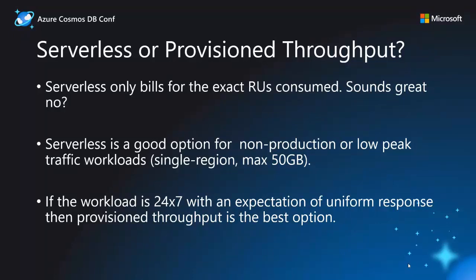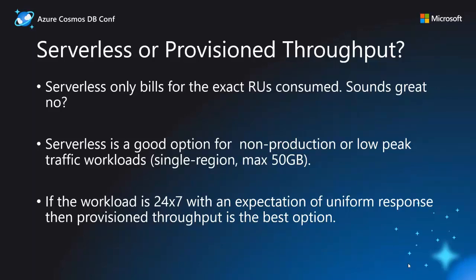Now, if the workload is 24/7, as I mentioned, with an expectation that you're gonna get a uniform response every single time, then provision throughput is your best option. But as I said before, there are many workloads out there, either non-prod or production workloads that don't have constant throughput requirements that could be well served with serverless. So that's the first decision you have to make, right? And keep in mind, at the same time, if you are running a real production 24/7, then provision throughput might be best for you.